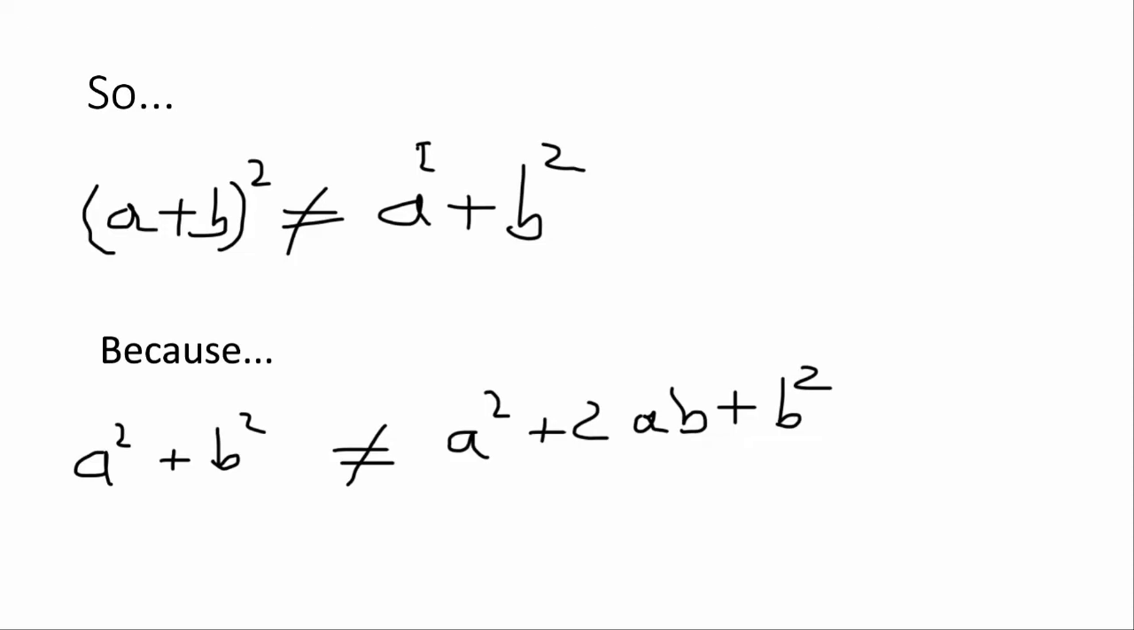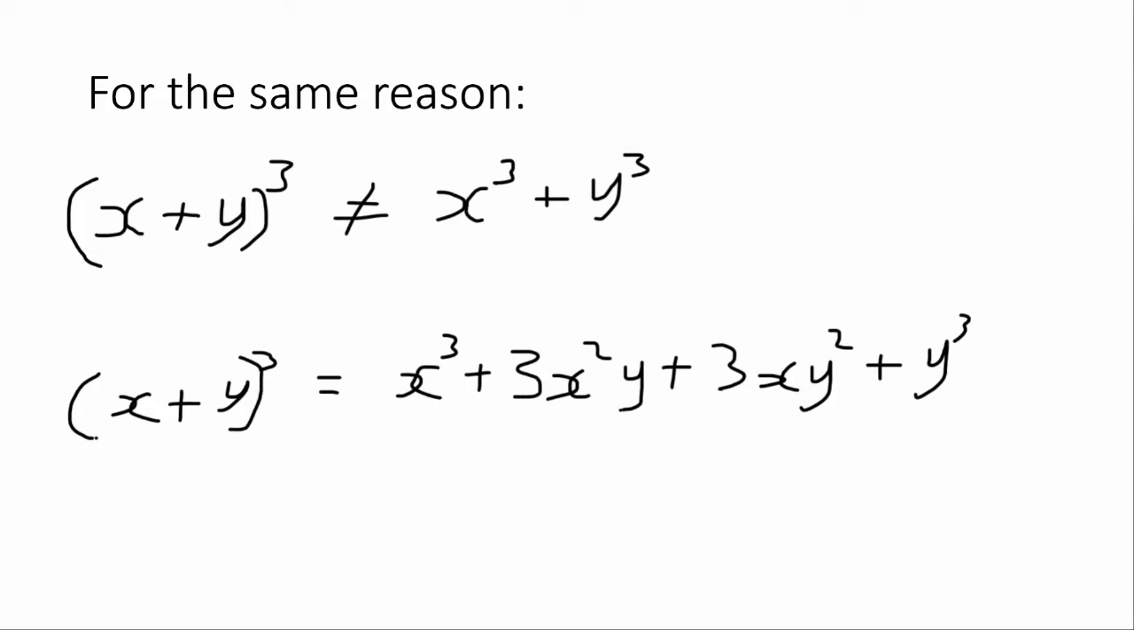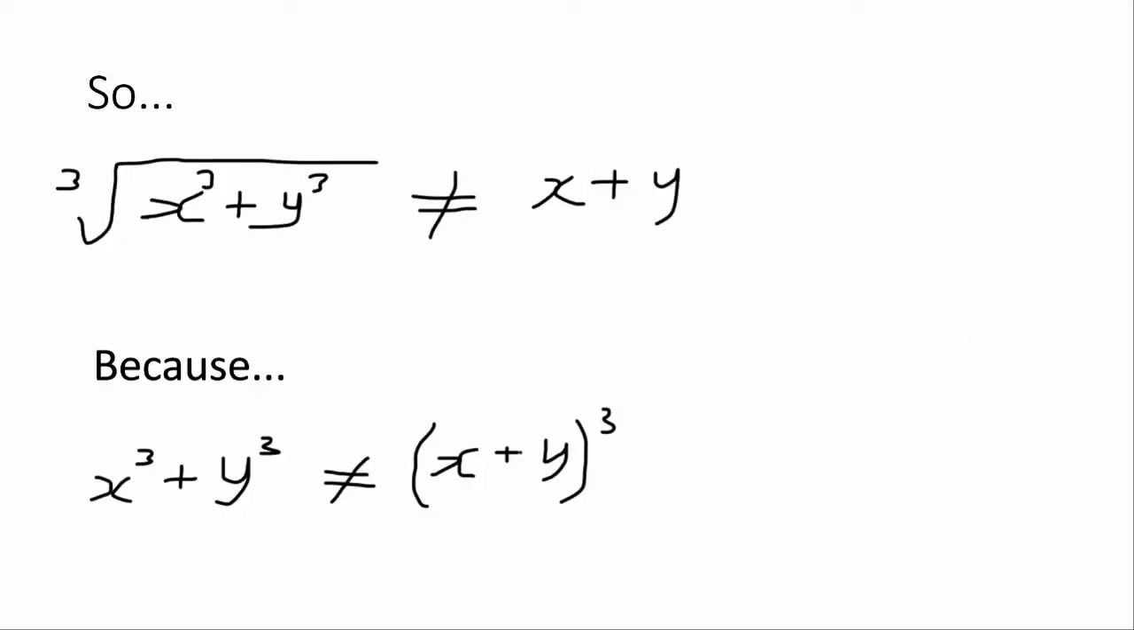And by the same reasoning, x plus y all cubed is not the same as x cubed plus y cubed. In fact, x plus y all cubed is equal to x cubed plus 3x squared y plus 3xy squared plus y cubed. Hopefully now it's clear that the cube root of the sum of x cubed plus y cubed is not x plus y, because if it were, then x plus y all cubed would be x cubed plus y cubed, but as we have just seen, it isn't.